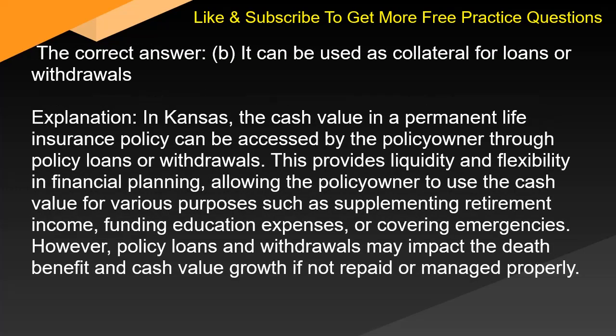The correct answer, B. It can be used as collateral for loans or withdrawals. Explanation. In Kansas, the cash value in a permanent life insurance policy can be accessed by the policy owner through policy loans or withdrawals. This provides liquidity and flexibility in financial planning, allowing the policy owner to use the cash value for various purposes such as supplementing retirement income, funding education expenses, or covering emergencies. However, policy loans and withdrawals may impact the death benefit and cash value growth if not repaid or managed properly.